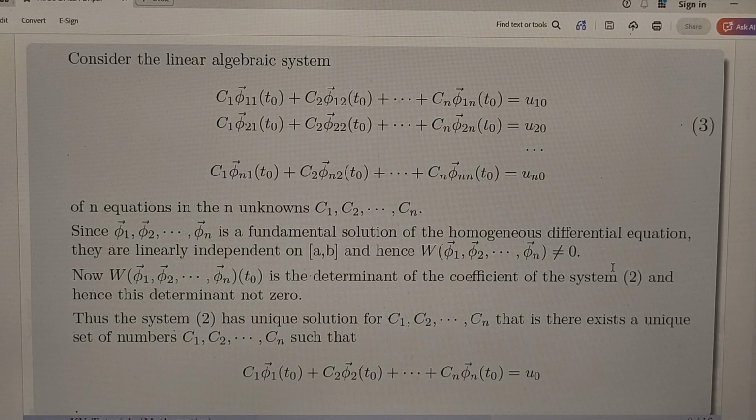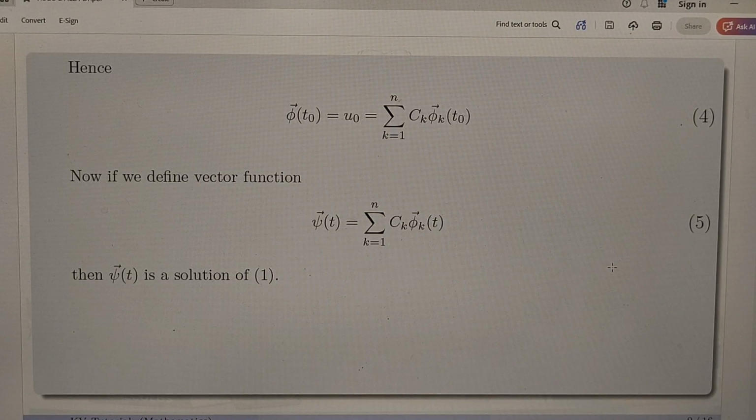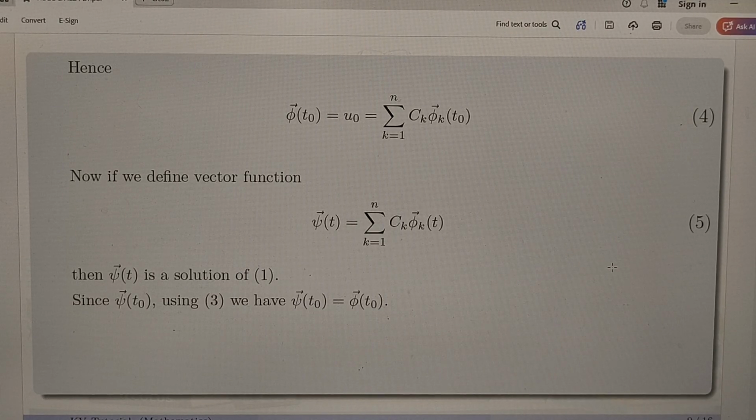and for c1, c2, cn we can write the linear combination c1 phi 1 plus c2 phi 2 up to cn phi n equal to u0. Therefore, phi(t0) equal to u0, and here we consider u0 equal to the summation of ck phi k. So if we define a vector psi(t) equal to the summation of ck phi k(t), where psi(t) is a solution of the system. In the next step we prove that psi(t) is a solution of the system. And when we consider t equal to t0, it is clear from the above equation that psi(t0) equals phi(t0).